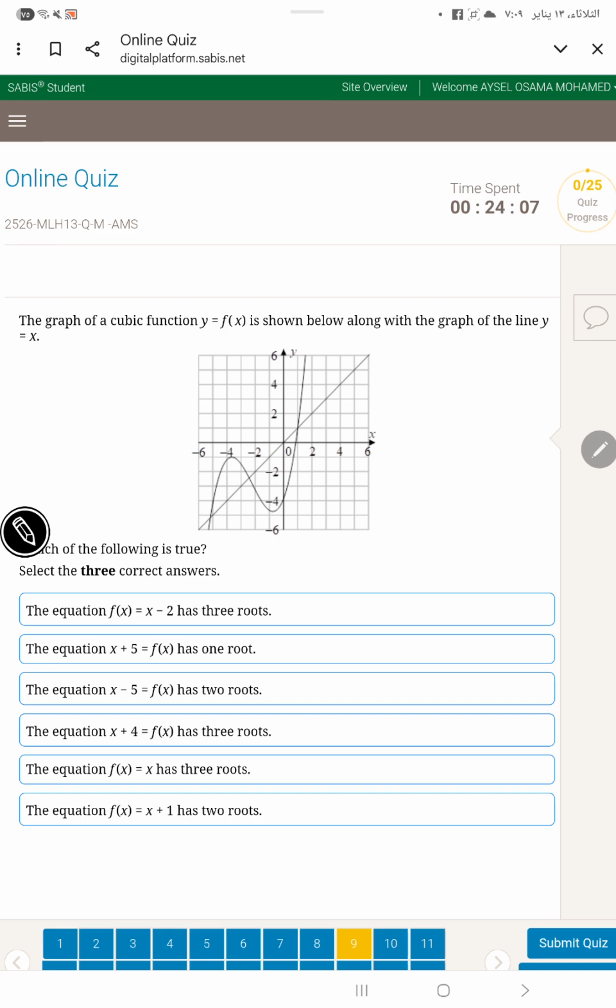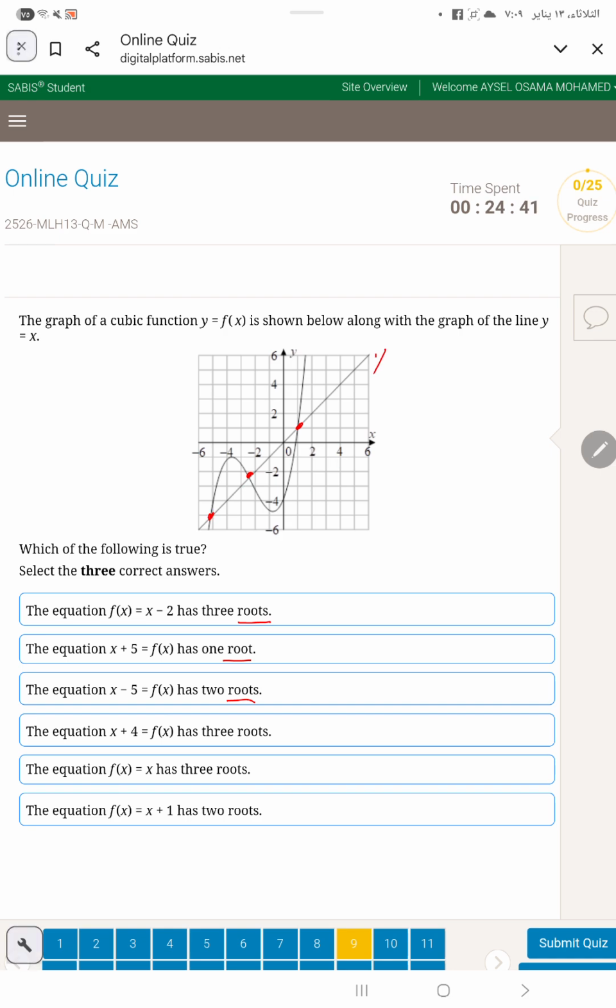Question number 9. In this question here, we want to find the graph of a cubic function f(x) is shown below along with the graph of the line y equal x. Which of the following is true? Select 3 correct answers. So here we want to find the roots. Focus on the word roots. Roots means intersection of the two graphs. So clearly they intersect here and here and here.